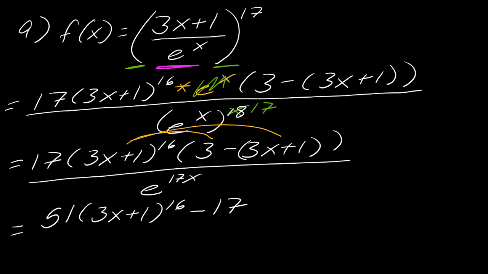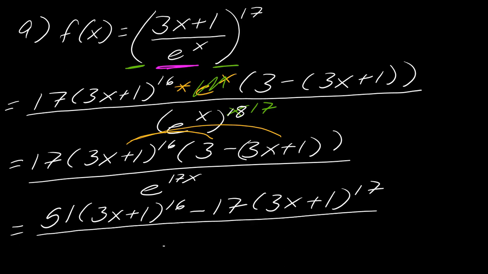But now think about this for a moment. This is 3x plus 1 to the 16th, but then I have another factor of 3x plus 1, so that would now change this exponent to the 17th, like this. Depending on how you want to do that, this should be the 17th. You can leave this in the denominator, and this is, like I said, one way I saw for simplification.